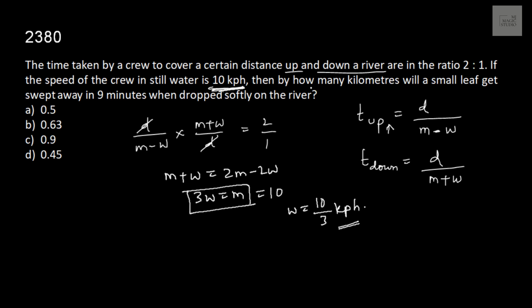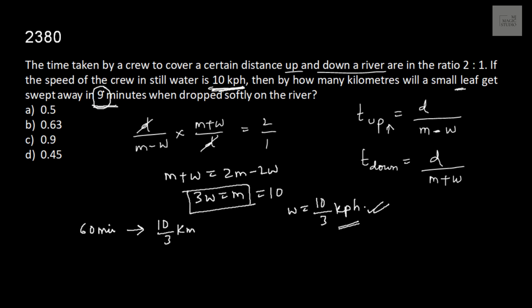What is the question? By how many kilometers will a small leaf get swept away in 9 minutes when dropped softly on this water? That means here there is no speed of the leaf. It will only flow with the speed of the water. What is the speed of the water? In 60 minutes it flows 10 by 3 kilometer.